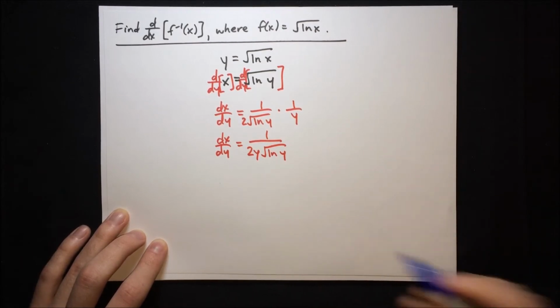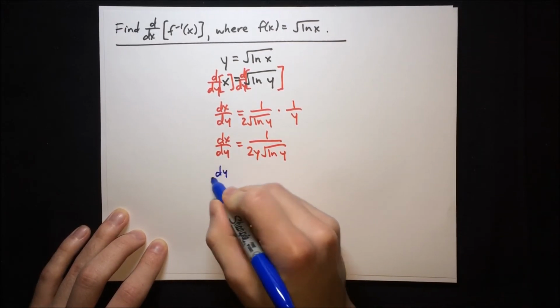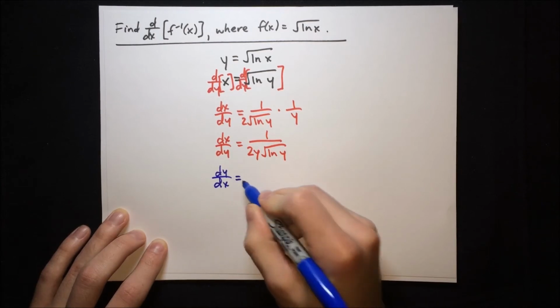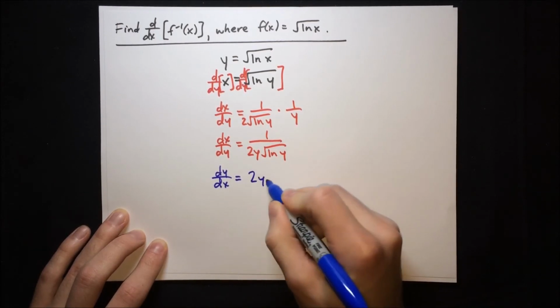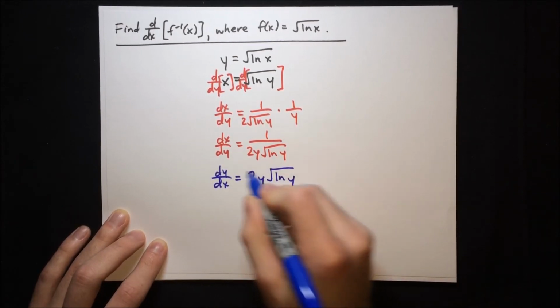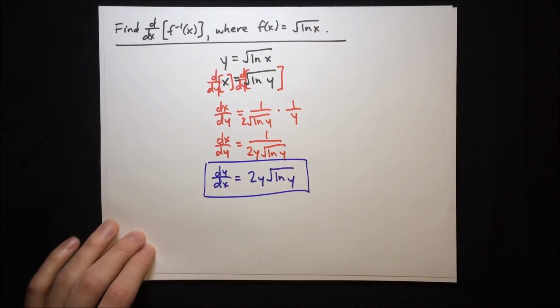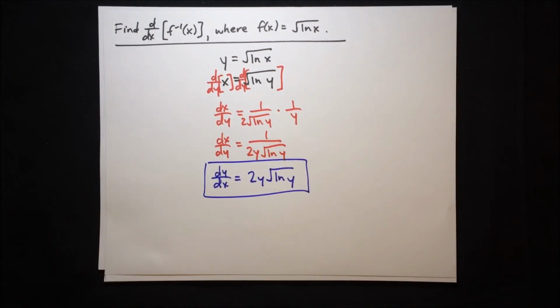And now we just have to flip both sides, dy/dx. We flip that fraction, we get 2y root ln y. And there we go. There's our derivative of the inverse function.